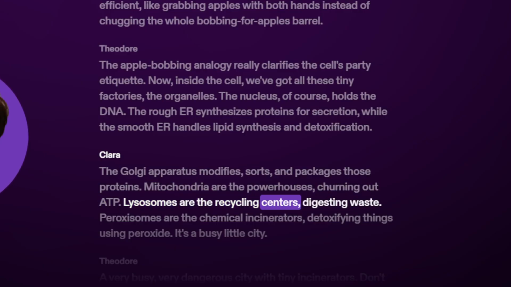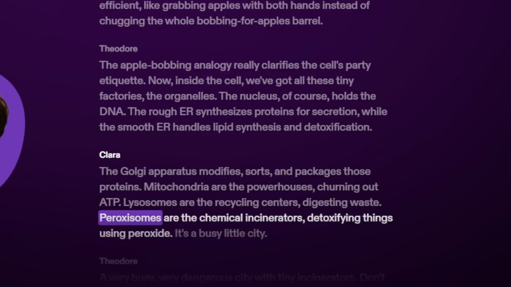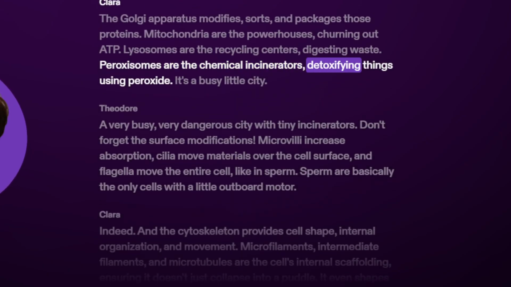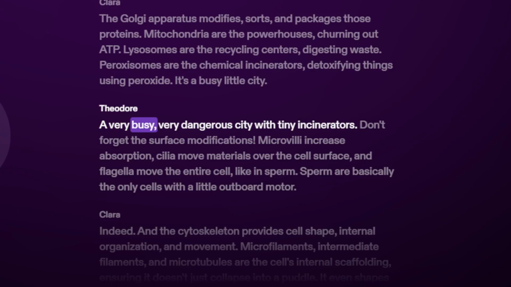Lysosomes are the recycling centers, digesting waste. Peroxisomes are the chemical incinerators, detoxifying things using peroxide. It's a busy little city. A very busy, very dangerous city with tiny incinerators.